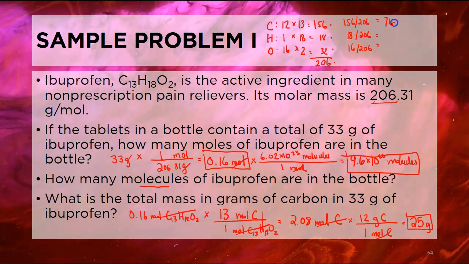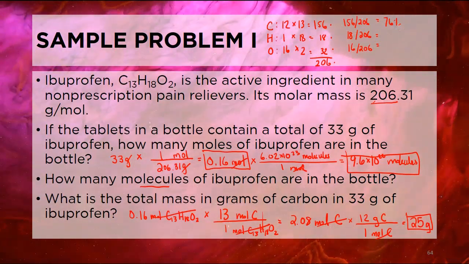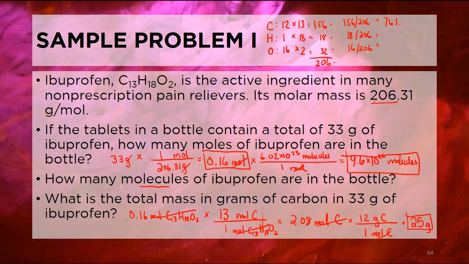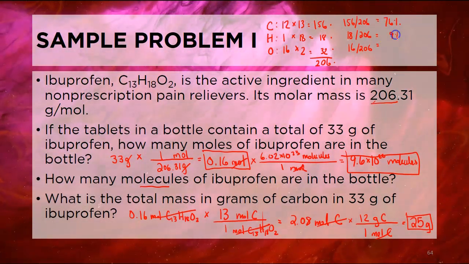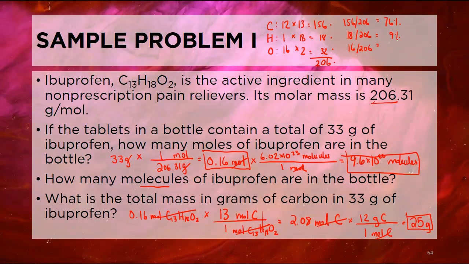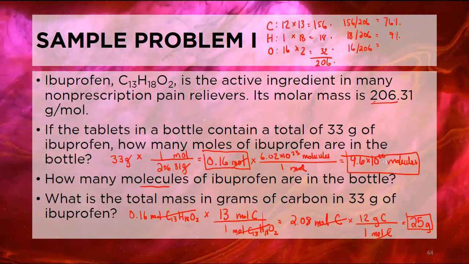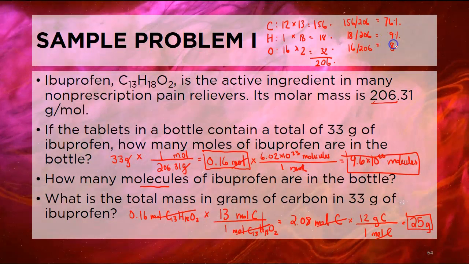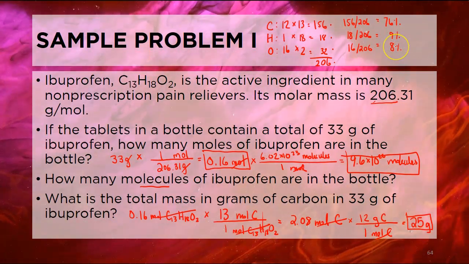%, and then 18 out of 206 is 9%, or 8.7 to be precise there. And then 16 out of 206 is 8%. So those all add up to 100.